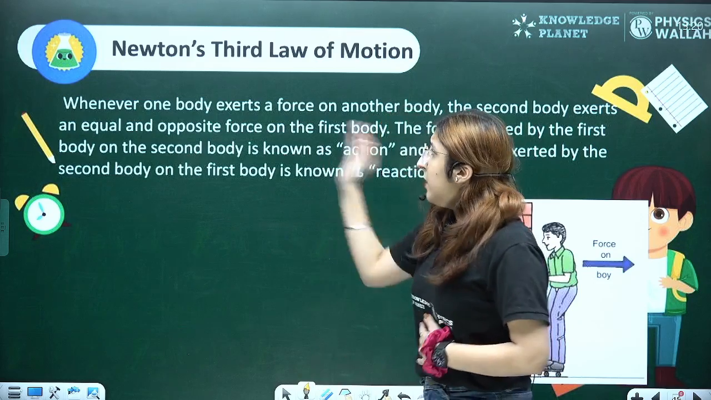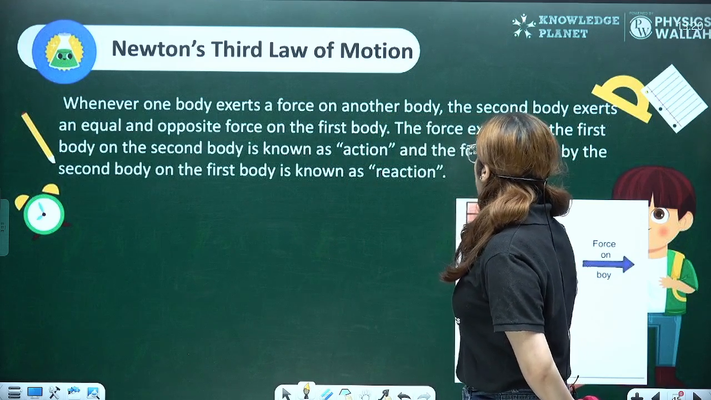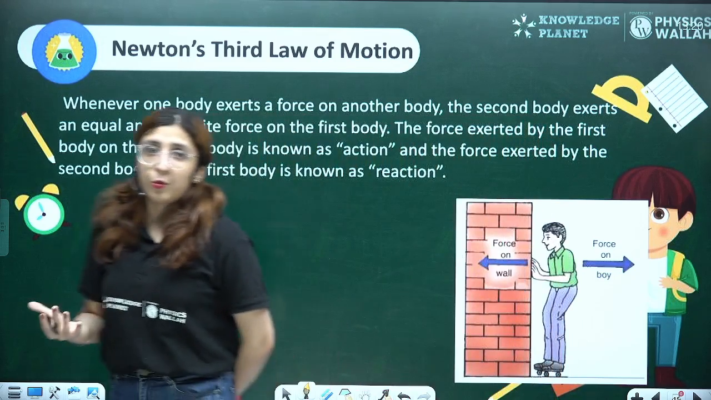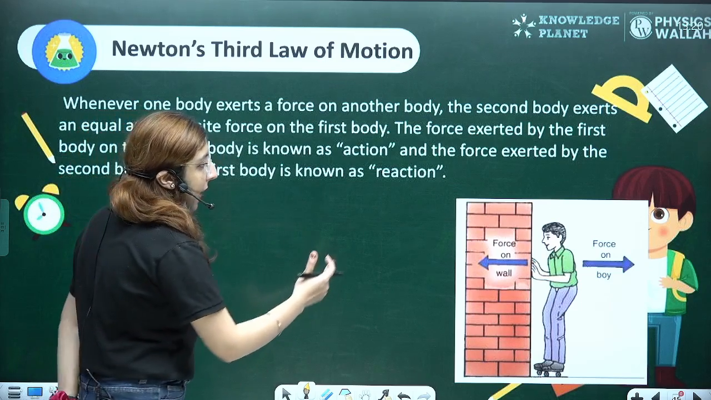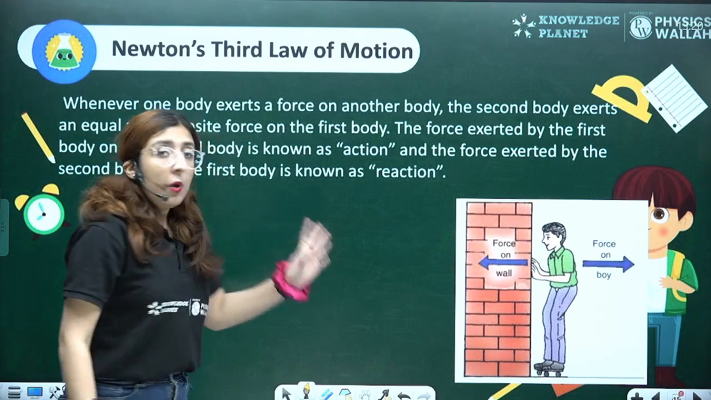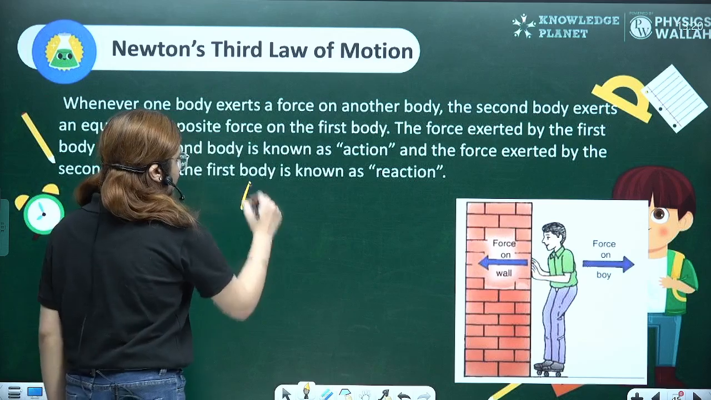So Newton's third law: whenever one body exerts force on another body, the second body exerts an equal and opposite amount of force. Take an example. A boy is applying force on the wall, so the wall will also apply force on the boy. This is what is action reaction.